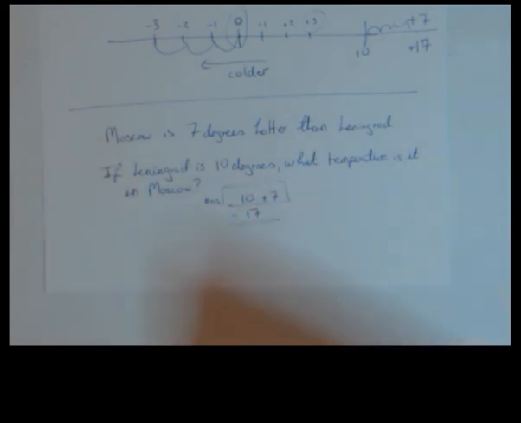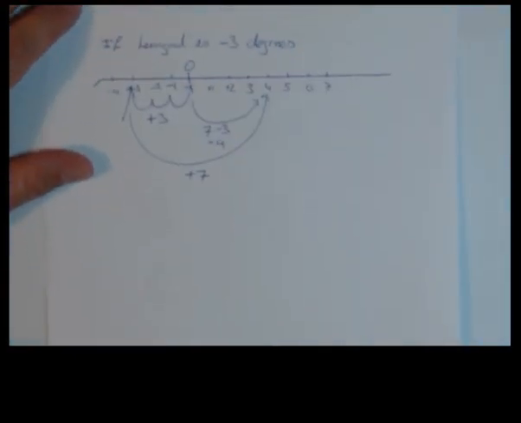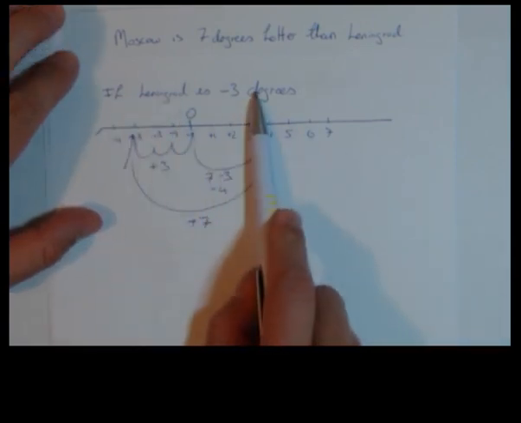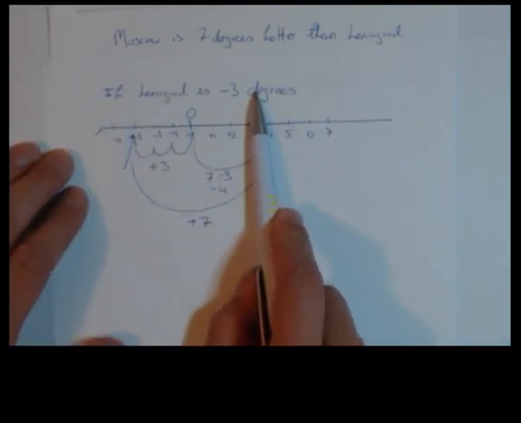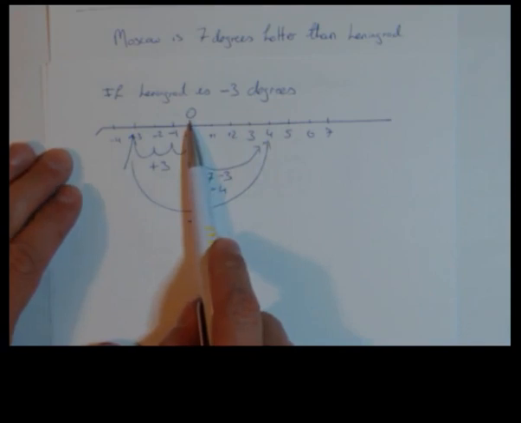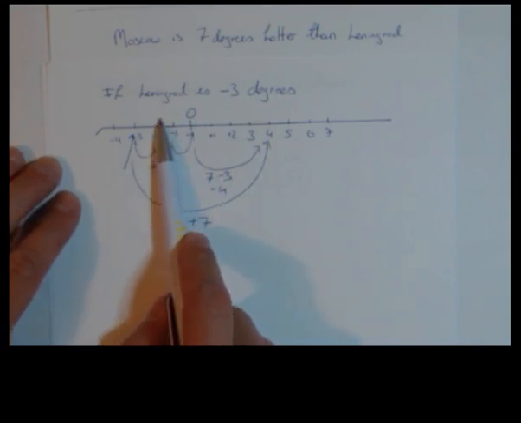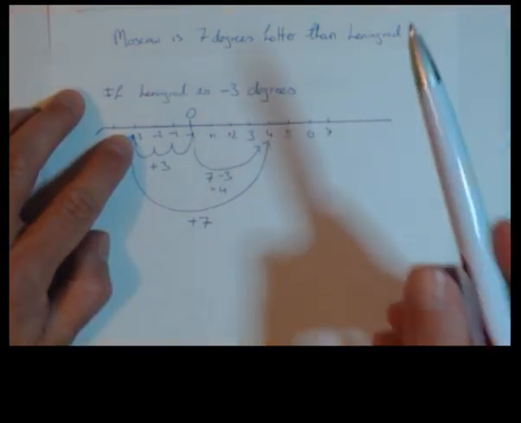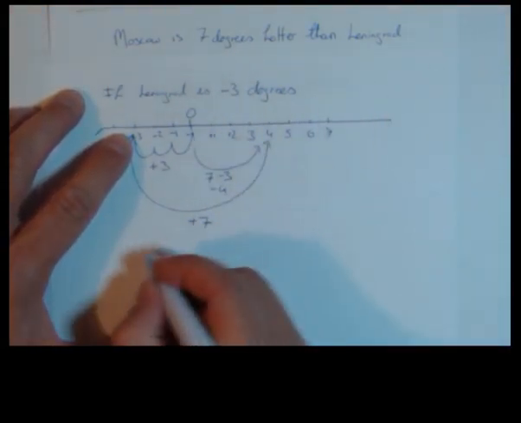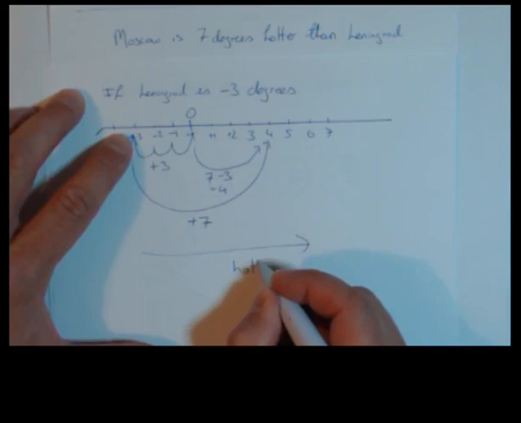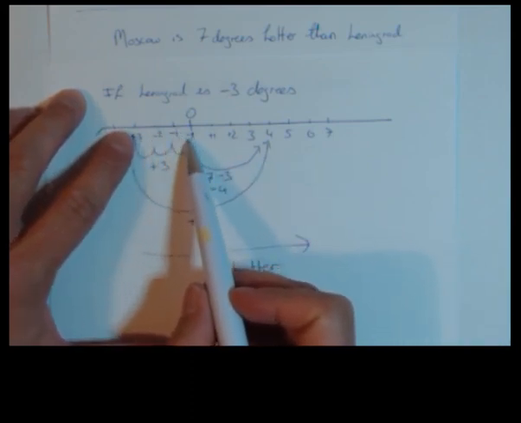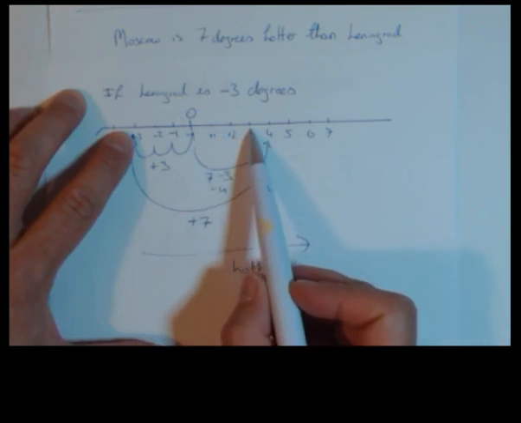But let's have a look at a slightly different idea. We're still thinking Moscow is 7 degrees hotter than Leningrad. But what happens if Leningrad is minus 3 degrees? Well, we know that minus 3 degrees means 3 degrees below 0. Down 1, down 2, down 3. So we want to know Moscow is 7 degrees hotter than Leningrad. So hotter is going to be in this direction. So we're going to go up 7. We're going to go up 1, 2, 3, 4, 5, 6, 7.